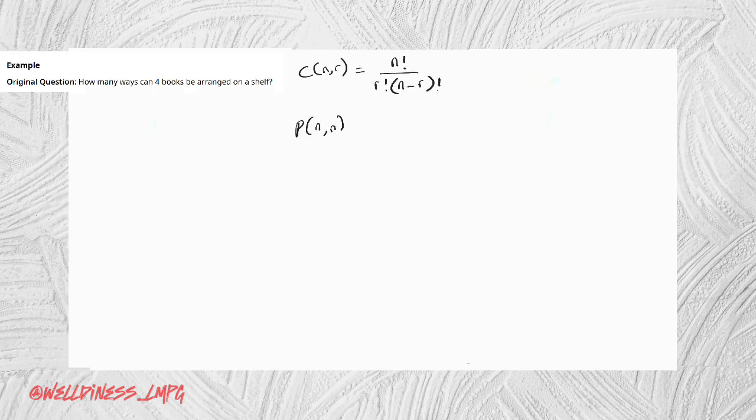So now let's look at a question that says, how many ways can 4 books be arranged on a shelf? So using the formula P N N, which is N factorial, we have 4 factorial, and we know that 4 factorial will simply give us 4 times 3 times 2 times 1, which will give you 24. So therefore, there are 24 ways to arrange the books.